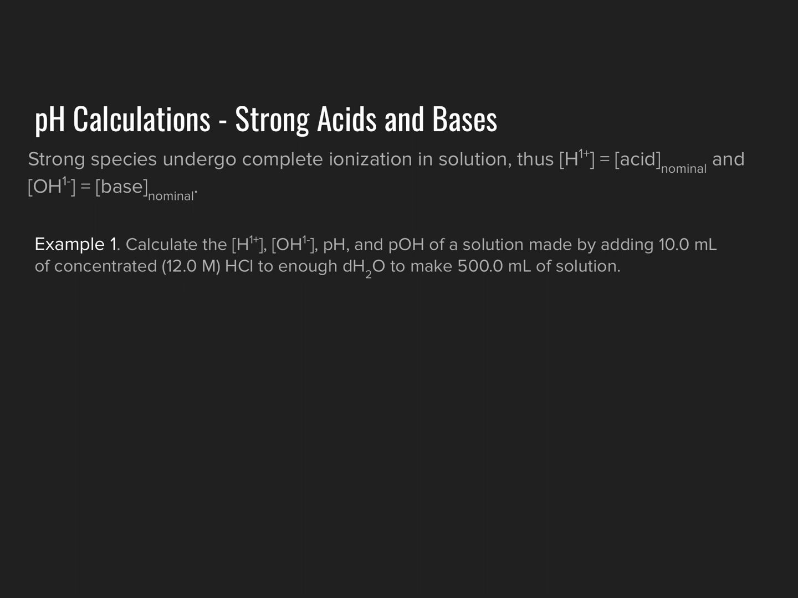The first thing I would recommend when you're dealing with any acid-base calculation in AP chemistry is to make sure you start by thinking about whether the species you're dealing with is strong or weak, and then you'll know the pathway you need to follow in order to get to your pH calculation.